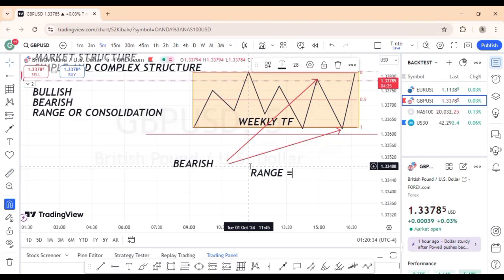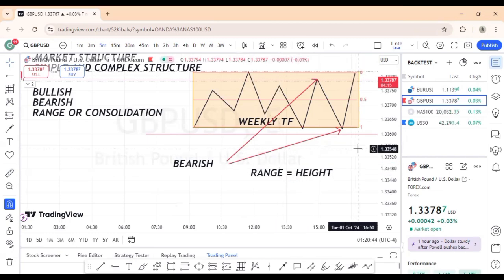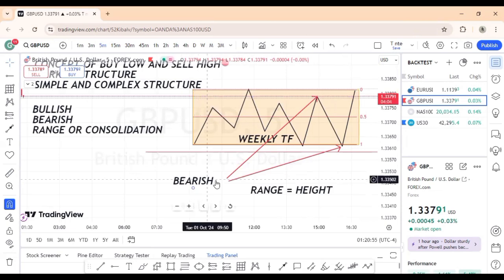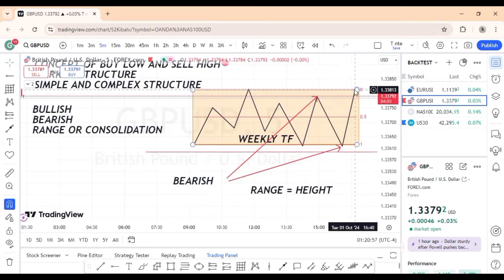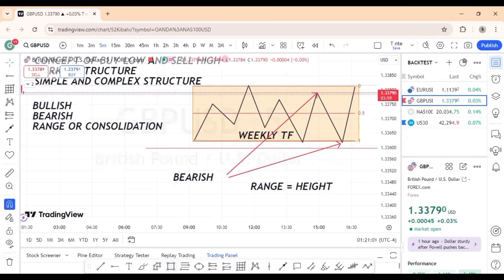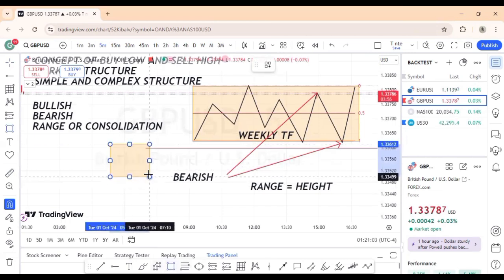All right, always pay attention to the distance of the range. Let's say pay attention to the height of the range. How far is the range, right? Height simply means from the upper part to the lower part. How far is the distance between this and that? So if it's very wide, then you can look for opportunities in the range. But if it's a very narrow range, maybe the range is very tight like this, something like this, a very tight range.